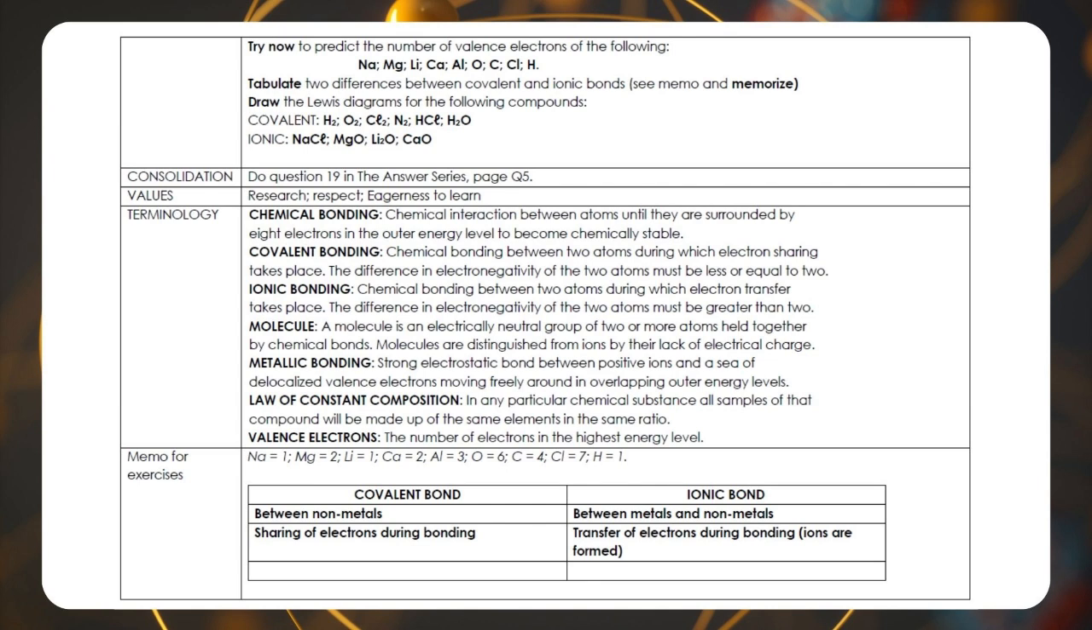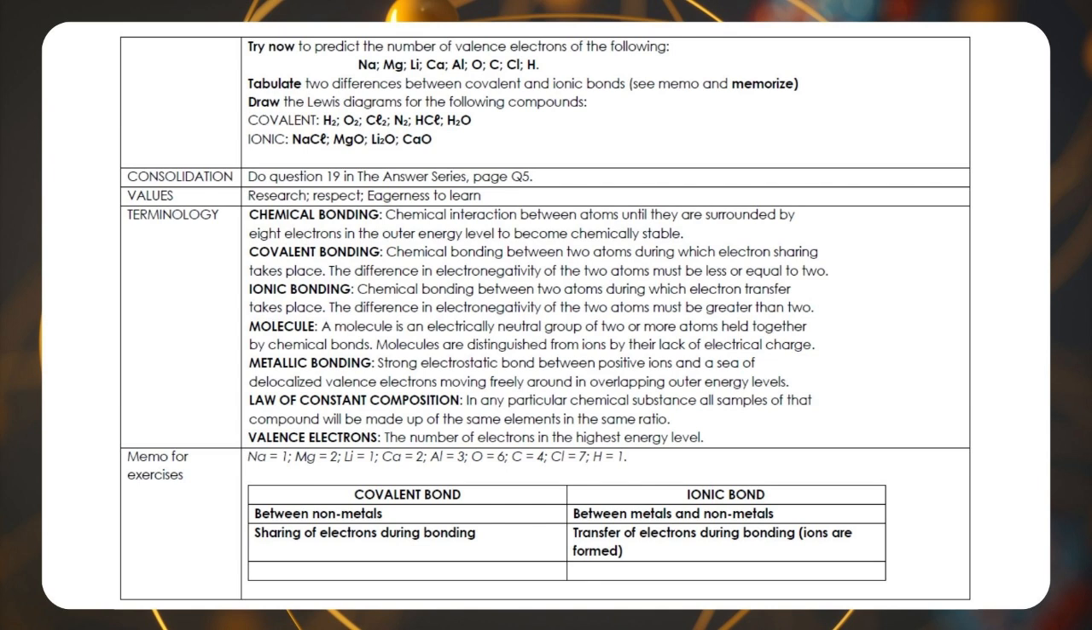Terminology. Chemical bonding: chemical interaction between atoms until they are surrounded by 8 electrons in the outer energy level to become chemically stable. Covalent bonding: chemical bonding between 2 atoms during which electron sharing takes place. The difference in electronegativity of the 2 atoms must be less than or equal to 2. Ionic bonding: chemical bonding between 2 atoms during which electron transfer takes place. The difference in electronegativity of the 2 atoms must be greater than 2.